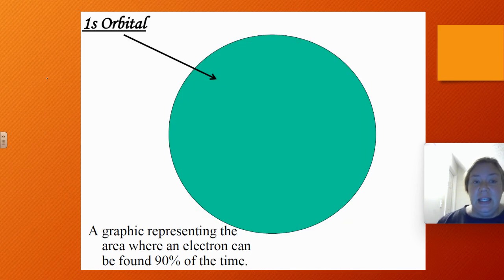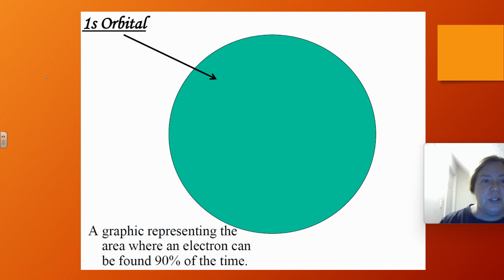Now, again, here's just another representation of our 1s orbital and the shape. You should know the shape of s orbitals is a sphere. P orbitals are kind of like infinity on every axis. Then you get into d and f, and there's just a lot of lobes.